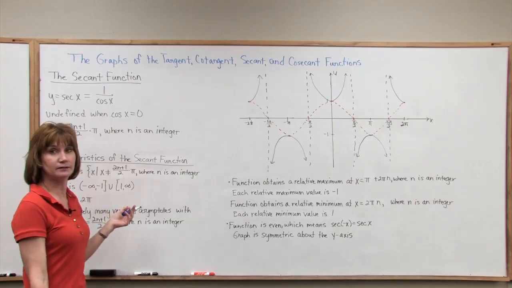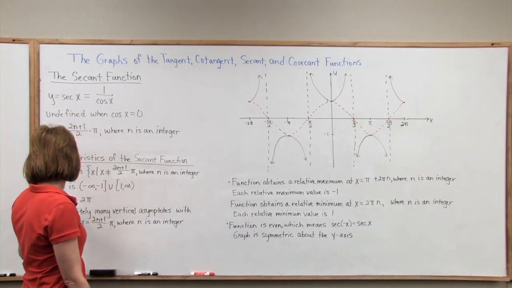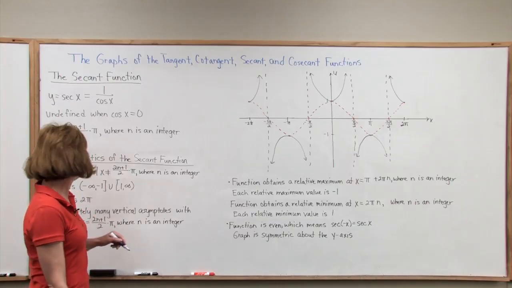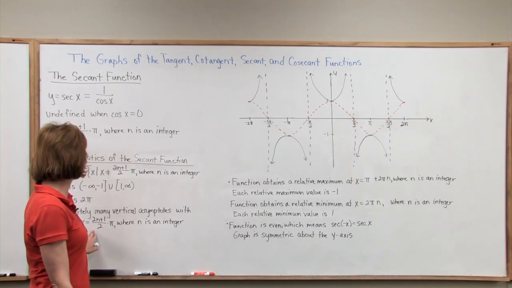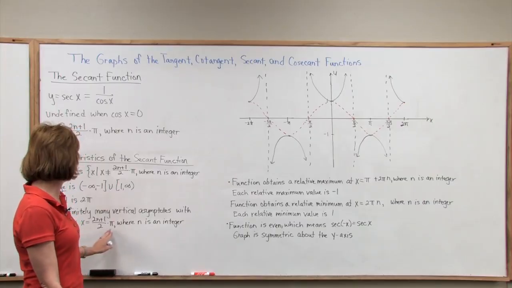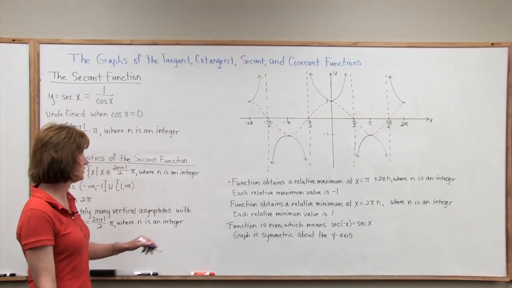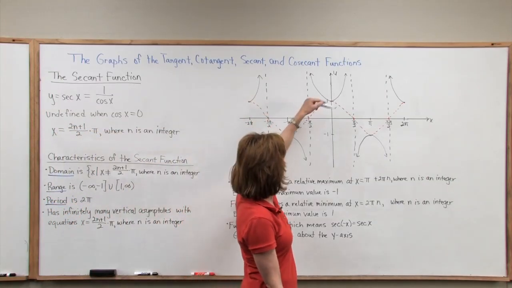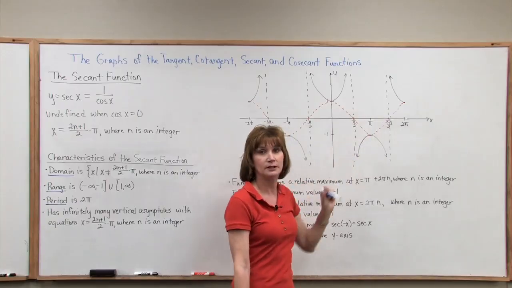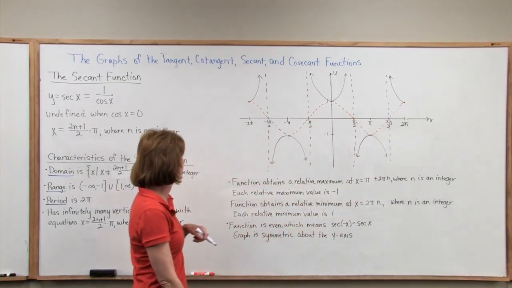The period is the same as the period for cosine, which is 2 pi. It has infinitely many vertical asymptotes, and they occur where it's undefined, which is x equals 2n plus 1 over 2 times pi. Again, same thing as odd multiples of pi over 2. So we can see our asymptotes are at negative 3 pi over 2, negative pi over 2, pi over 2, and 3 pi over 2. The next one would be at 5 pi over 2.